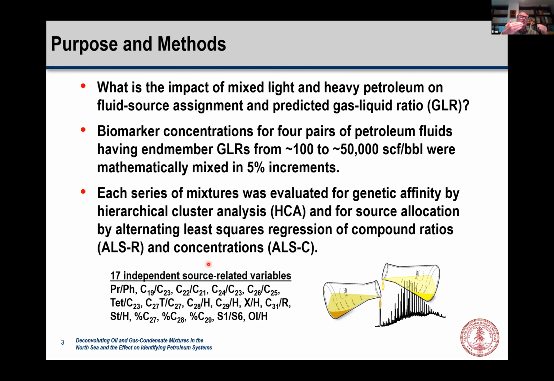So all of the samples that were used for the mathematical mixtures had an internal standard, so we could quantify the ppm of those individual biomarkers. For the HCA, the hierarchical cluster analysis, I used 17 independent variables here. These are source-related variables. Many of you are familiar with these variables, and we basically used our end members from the GeoMark RFDbase. They allowed us access to that, and we went ahead and did our mathematical mixtures, and then we did our hierarchical cluster analysis.